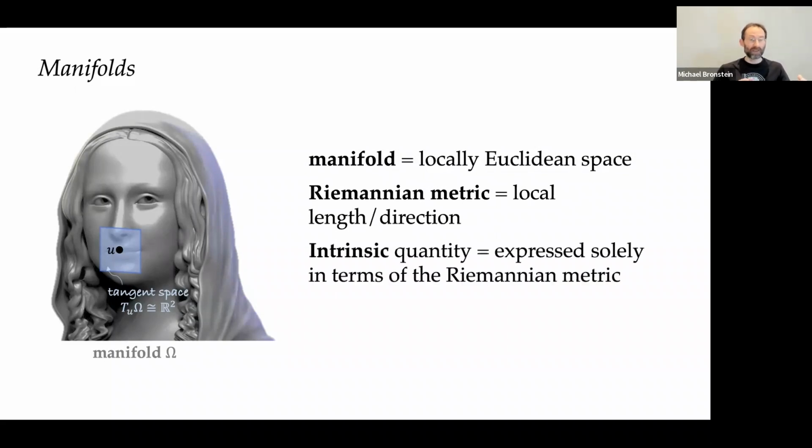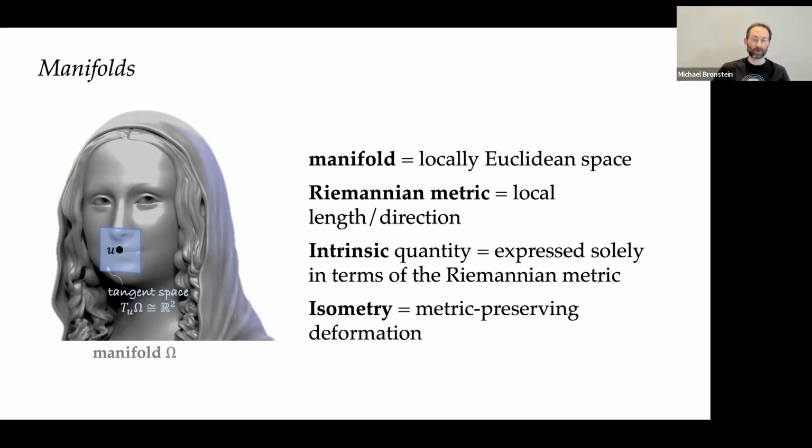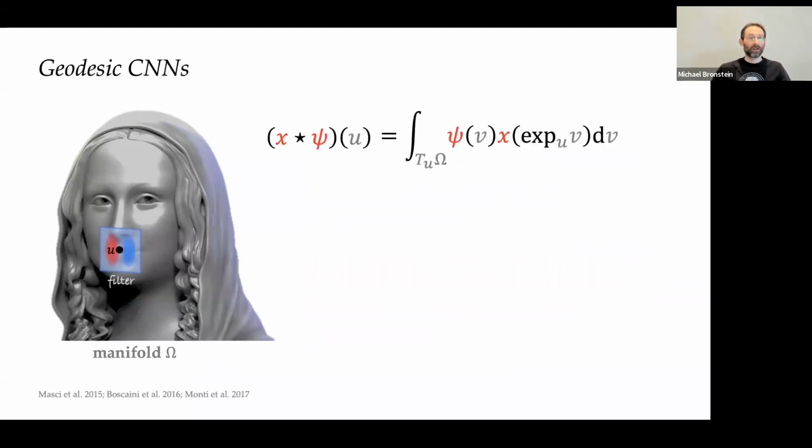And if I deform the manifold in a way that doesn't affect the metric, so all the properties that are expressed in terms of the Riemannian metric, which are called intrinsic, then we call such deformation an isometry. So isometry means metric preserving deformation. And isometries also form a group. If I compose two isometries, I get another isometry.